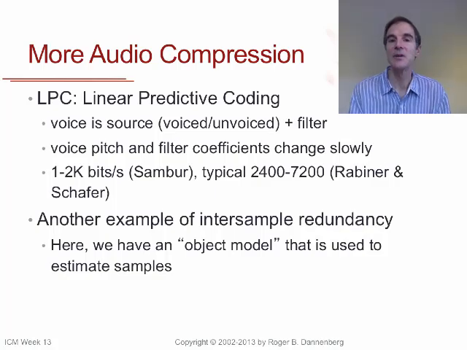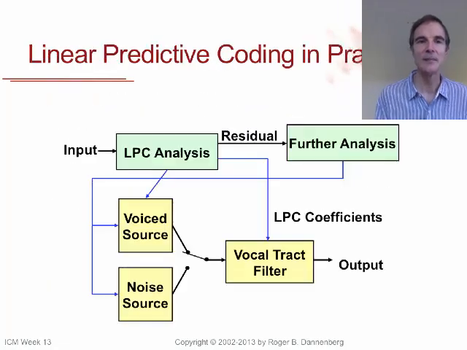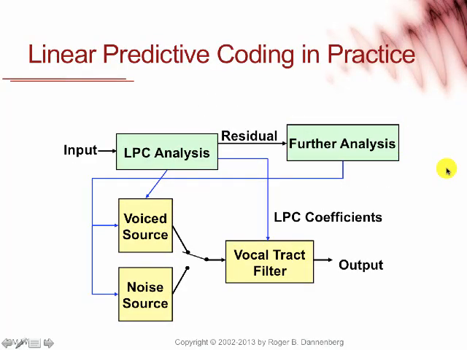And this is another example of intersample redundancy. Here we have a kind of an object model that's used to estimate samples, the object being the voice and the vocal apparatus. Here's what linear predictive coding systems look like in practice. On the analysis side, we take input, we do LPC analysis, which we've talked about before, and we take the residual that comes out of that. Remember, LPC is just estimating a filter.